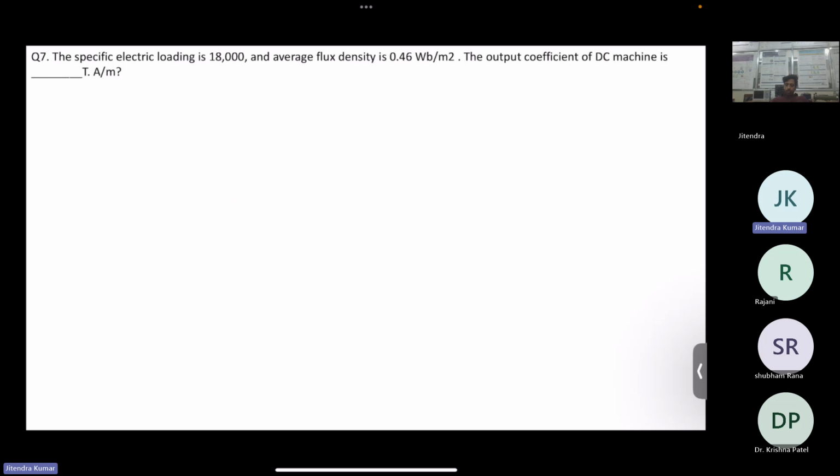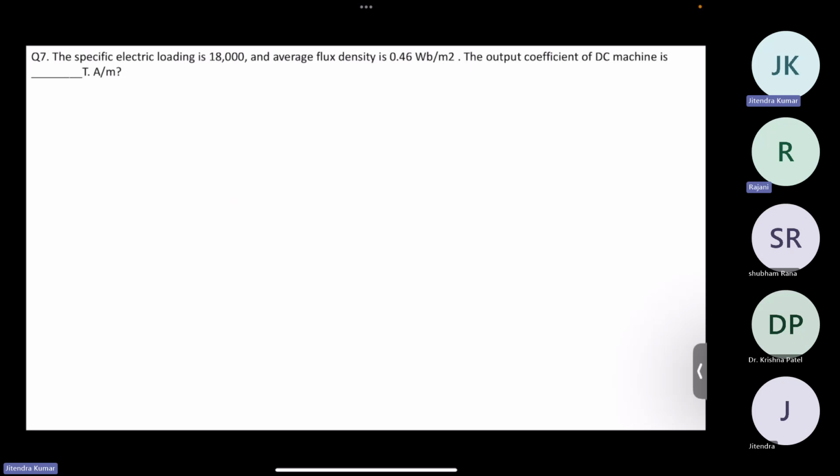Now moving on to the next problem. I hope you are able to see the problem, right? Yes, I can see, sir. So please read it and figure out how to solve this. The specific electric loading is 18,000 and the average flux density is 0.46 tesla. The output coefficient of a DC machine is dash ampere turns per meter.